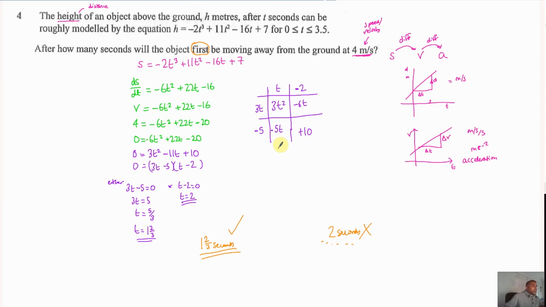It's very, very tricky. Okay, and because it's a cubic graph, if you think about the height of an object, because it's being modeled by this equation, there's nothing to suggest that it won't be moving away from the ground at 4 meters per second twice. For example, if it's a projectile, and it's been thrown and then it went down and then back up again, and if this was 4 meters per second as the velocity, it can have 2 points there. So this would be 1 and 2/3 seconds, and that would be 2 seconds. There can be 2 times when it's moving away from the ground at 4 meters per second. But in this case, it wanted when will the object first be moving away from there, which would be this answer there.